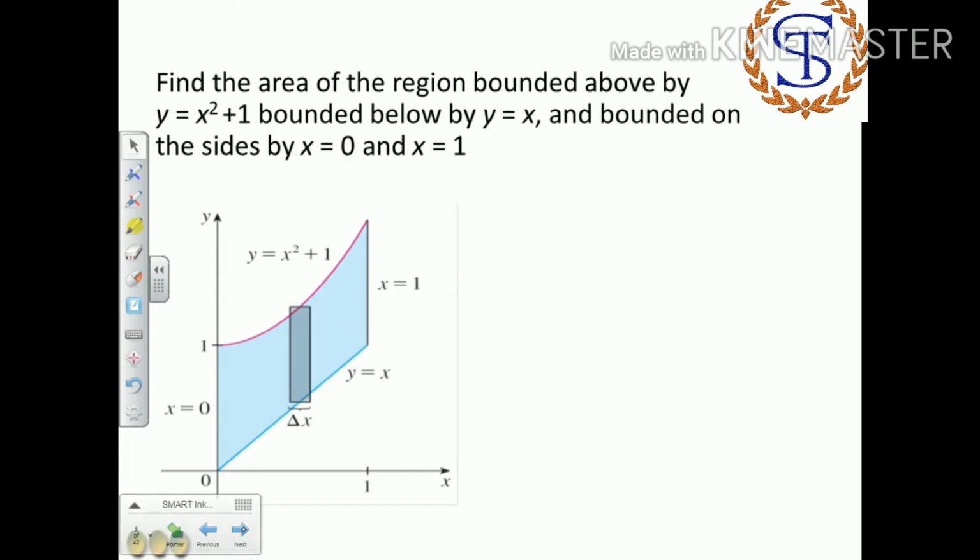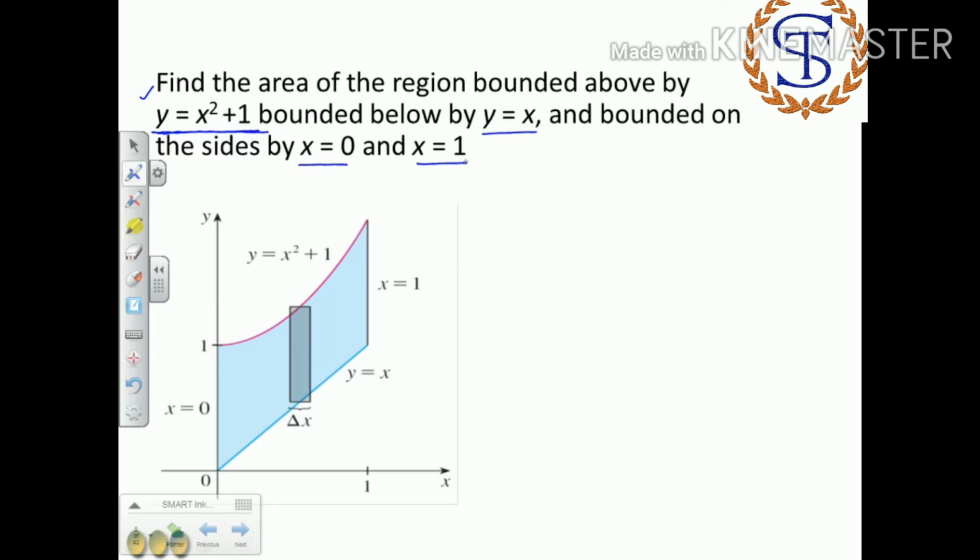Now next, let's take another example of the same. We have taken a curve y equals x squared plus 1. This is one of the curves, and here one is the line y equals x, and these are the two vertical lines, x equals 0 and x equals 1.